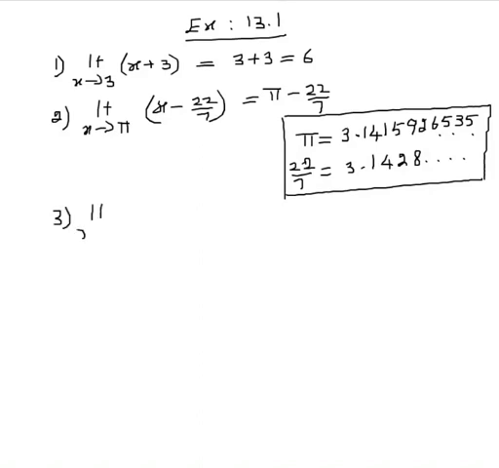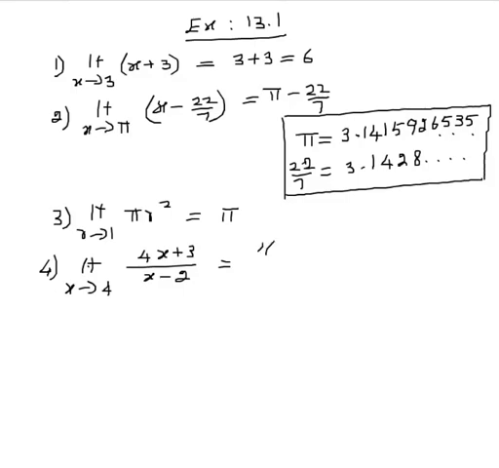Question 3. Limit r tending to 1 of pi r square. This is again a quadratic polynomial. We don't have any problem with polynomials because polynomials are defined for all real values. So it is pi into 1 square, which is pi. Question number 4. Limit x tending to 4 of 4x plus 3 divided by x minus 2. Check the denominator first. 4 minus 2. It doesn't become 0. So direct application of the limit value. 4 fours are 16 plus 3, divided by 4 minus 2 is 2. The answer is 19 divided by 2.